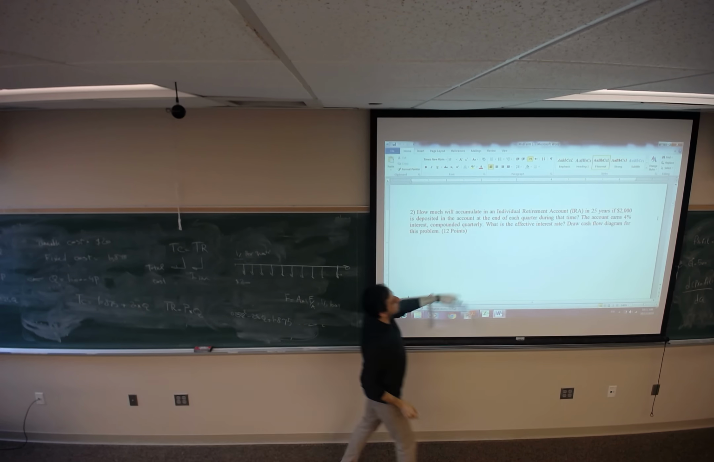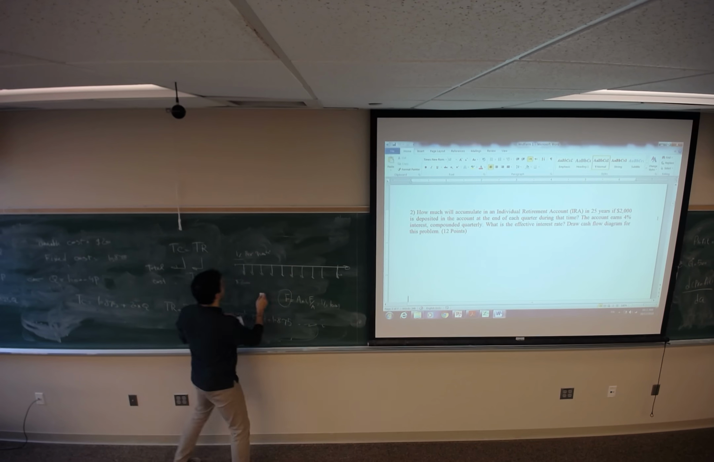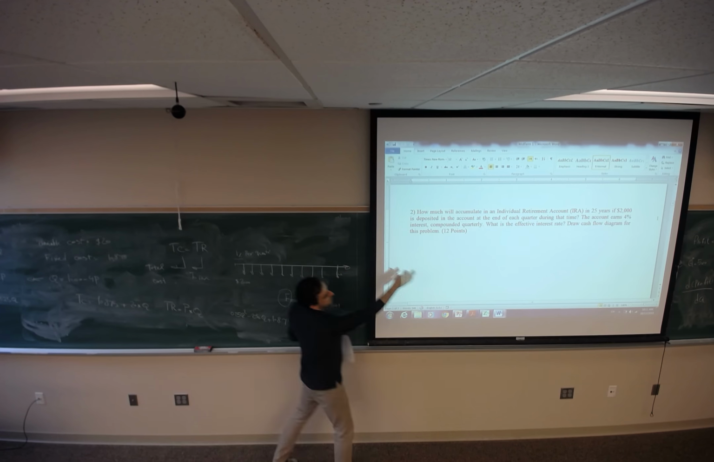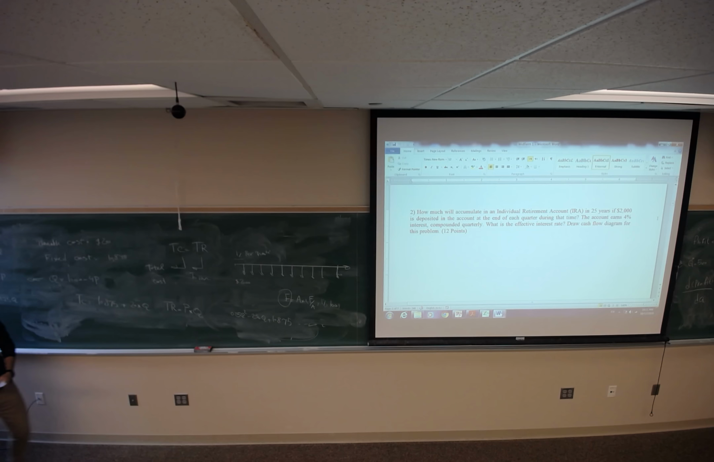What is the effective interest rate? You have the future value, you have P, you can find the effective interest rate per year and draw the cash flow diagram for this problem. You have done this problem before.